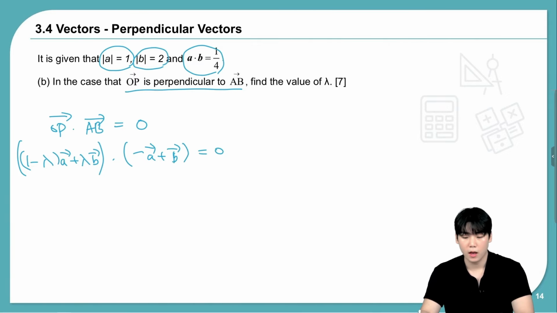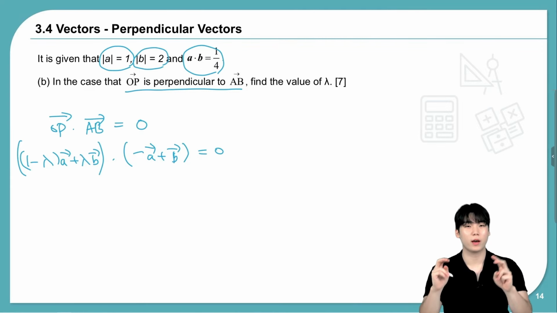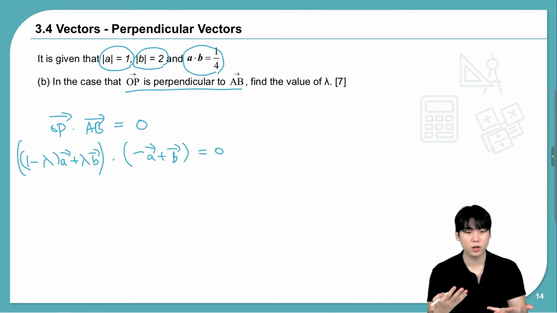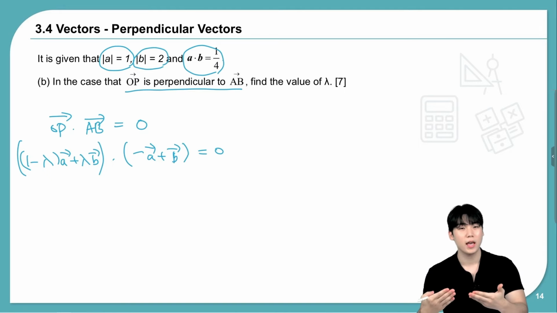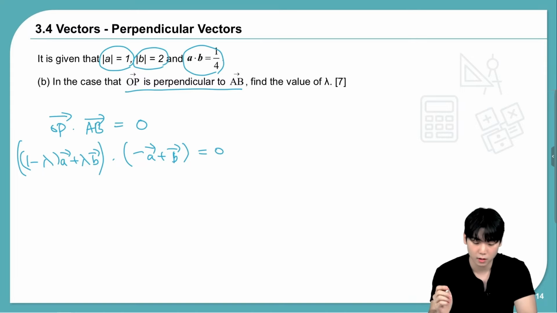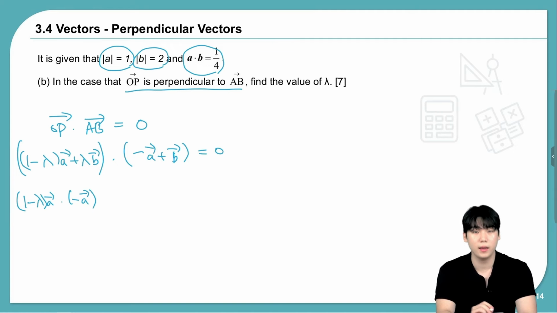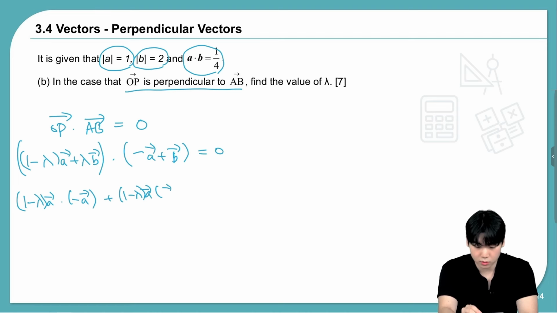Okay? And of course, had you not figured out how to solve A, you can still attempt B. This is a good thing about IB. When they do show that question, they're trying to help you. They're still trying to force you to move on to the next question and use the given information in the previous question to solve the latter questions. Okay, so never give up. All right, so this is a dot product. I can expand. That means I have 1 minus lambda A dotted with minus A plus 1 minus lambda A dotted with B.